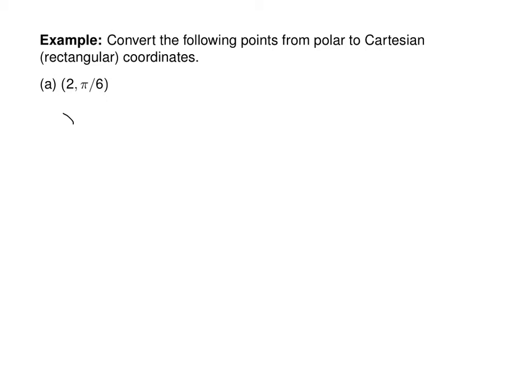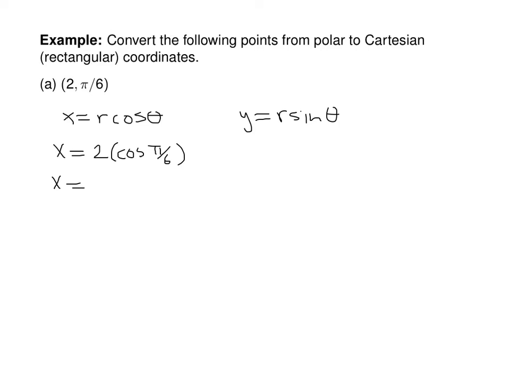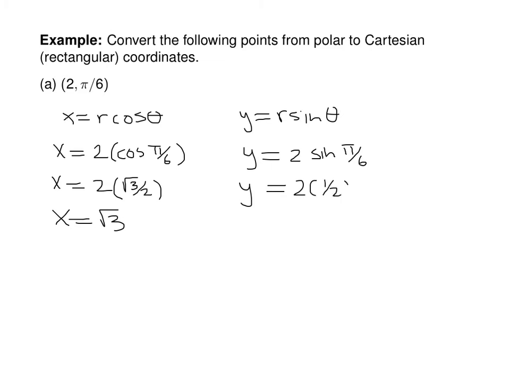So in this case, x is equal to r cosine of theta, and y is equal to r sine theta. So x would equal 2 times cosine of pi/6, and cosine of pi/6 is root 3 over 2. So the x-coordinate of this point is root 3, and the y-coordinate is 2 times sine of pi/6, and sine of pi/6 is 1/2, so 2 times 1/2 is 1. So the rectangular coordinates of this point are (root 3, 1).